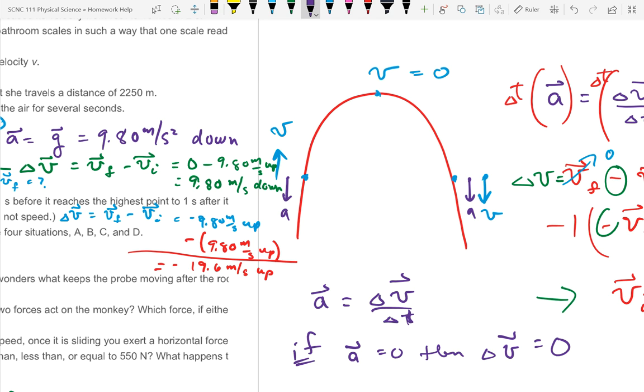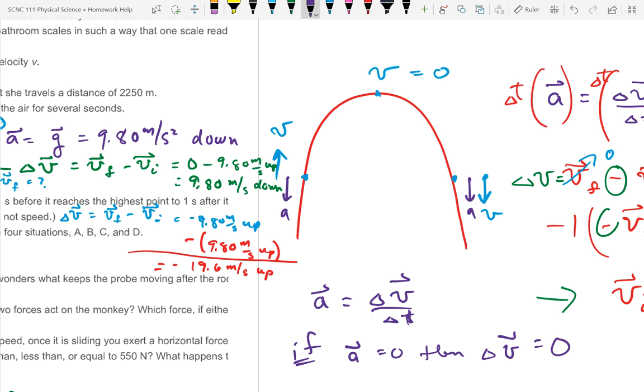So we said its velocity at the peak is 0. If its velocity were to remain 0, what would it all be doing? It'd be hovering. Well, that's not what happens. You throw it up, it comes down. So it can't have a 0 acceleration at the peak. It has to have an acceleration that's going to make the velocity change.